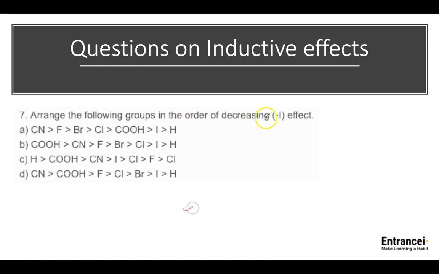In question number 7, they have written decreasing order of minus I. I have already discussed this. Functional groups exhibit stronger minus I as compared to halogens. So, CN, COOH, F, Cl, Br, I. I have already given the minus I order. You have to remember the minus I order to solve such kinds of questions. These types of questions are always asked in the exam.